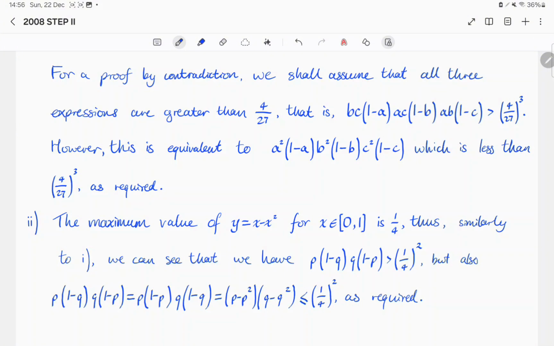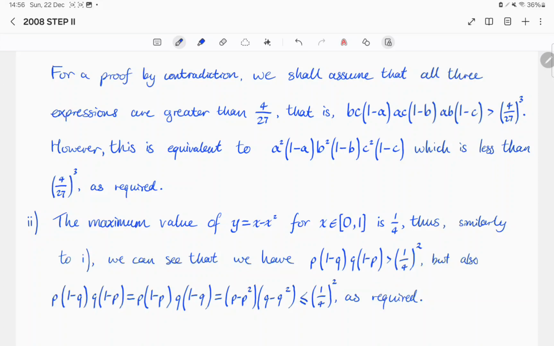Now we can move on to part 2. For part 2, we shall use a very similar method. Firstly, we'll choose a quadratic function to find the maximum of. Here I've used x minus x squared, however there are other possibilities.